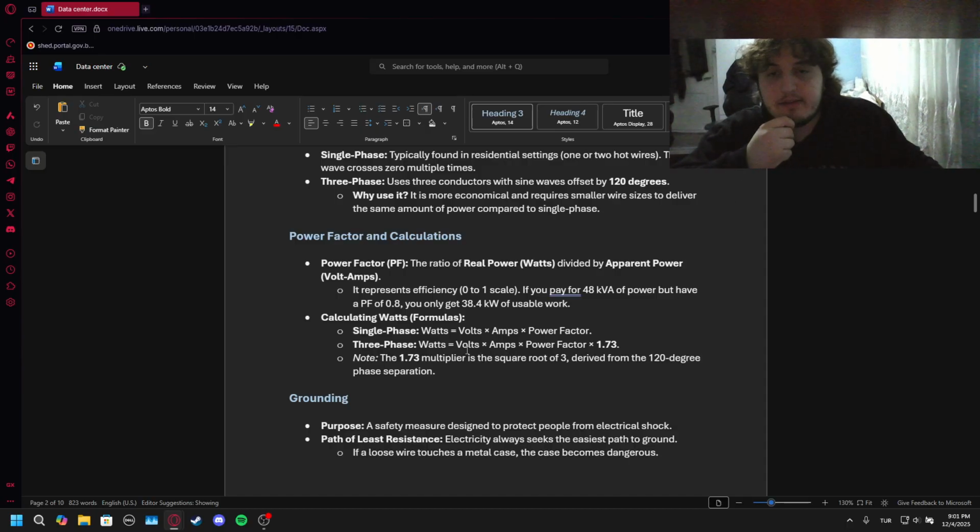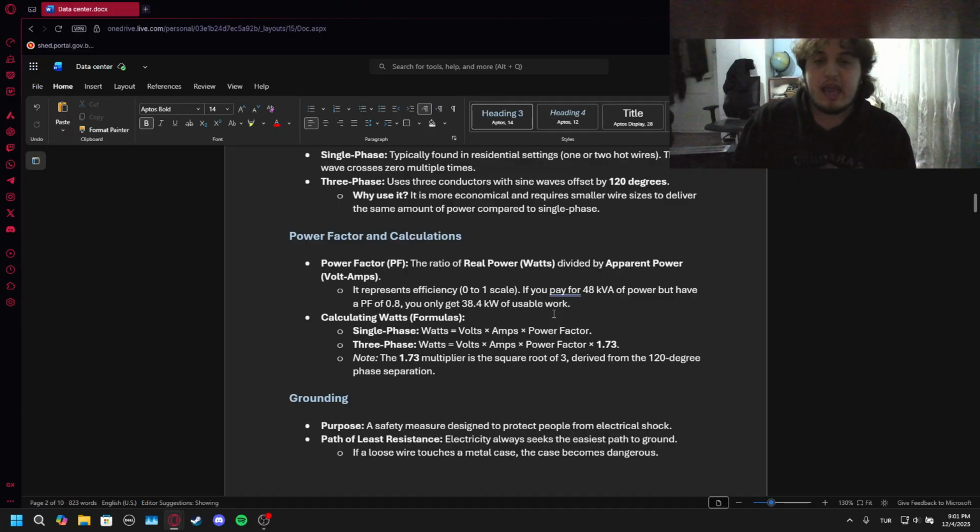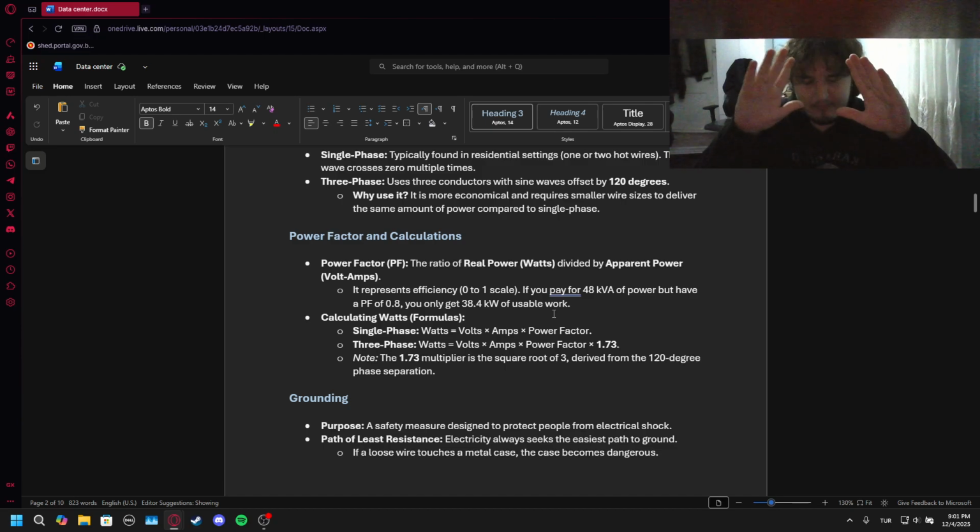Calculating watts: single phase watts equals volts, amps, power factor; three phase is volts, amps, power factor, 1.73. And 1.73 is the square root of 3, derived from the 120-degree phase separation. This is because it's actually symmetrical to use this.